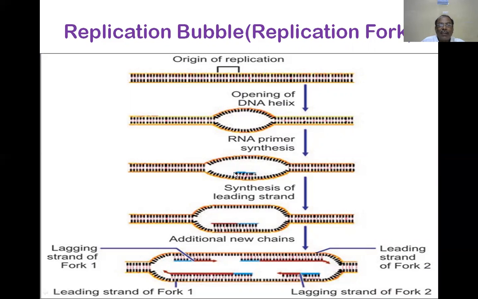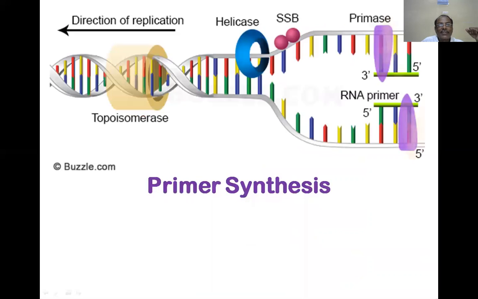The direction is always 5' to 3', and hence on the other strand the direction is changing. What happens is the synthesis of the nucleotide strands occurs in pieces, and hence they are called Okazaki pieces on the lagging strand. Leading strand and lagging strand are the names given to the two strands.